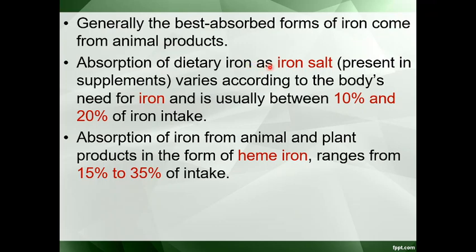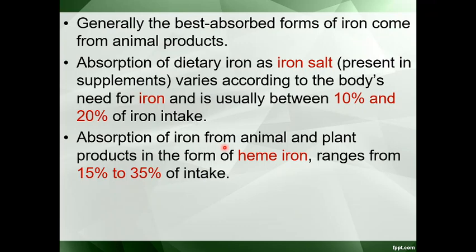Absorption of dietary iron as iron salt present in supplements varies according to the body's need for iron, and it is usually between 10 to 20% of iron intake. Supplements are the different types of prepared products which are present, for example, Ensure or Pediasure. So absorption of dietary iron as iron salt varies according to the body's need for iron. If more iron is required, more will be absorbed. If less iron is required, less will be absorbed.